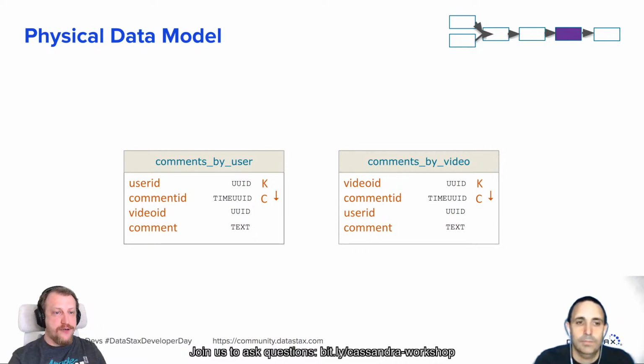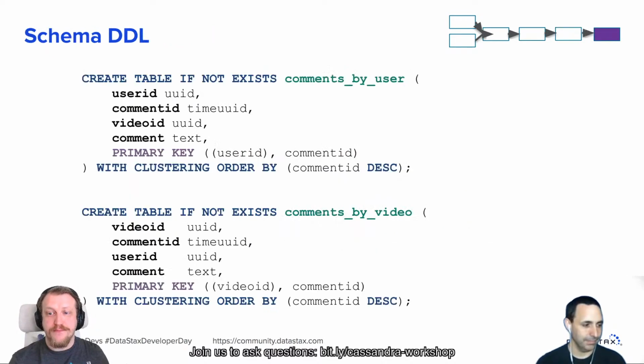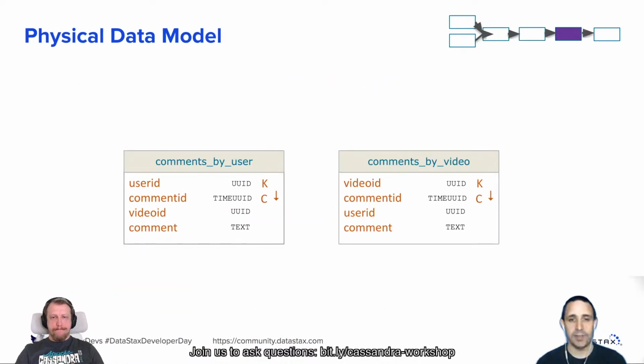So we finally speak of 2 tables. Comments by user: user ID, comment ID, video ID, comment, grouped by user ID. And comments by video: video ID, comment ID, user ID, comment, grouped by video ID. Good. We can see that those are exactly the same columns, but not in the same order, and of course not the same primary key.